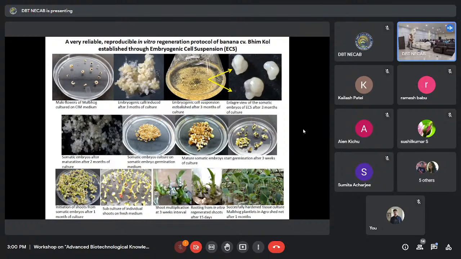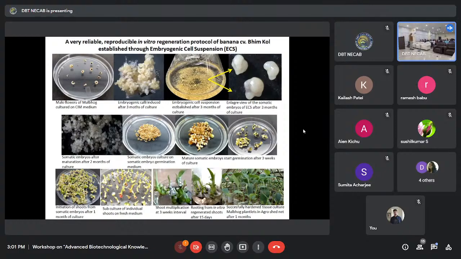So the first job is that we need to develop a very reliable, reproducible in vitro regeneration system in the banana called Rasthali. We have already developed a very good, very reliable in vitro regeneration system in this banana. We generally take the male flower, you know, the male flower. So we generally remove all the outer bracts.